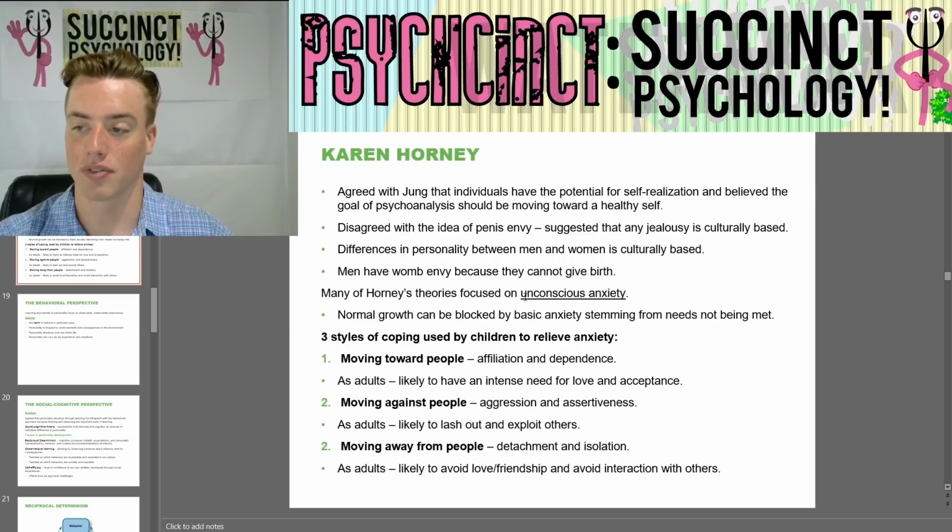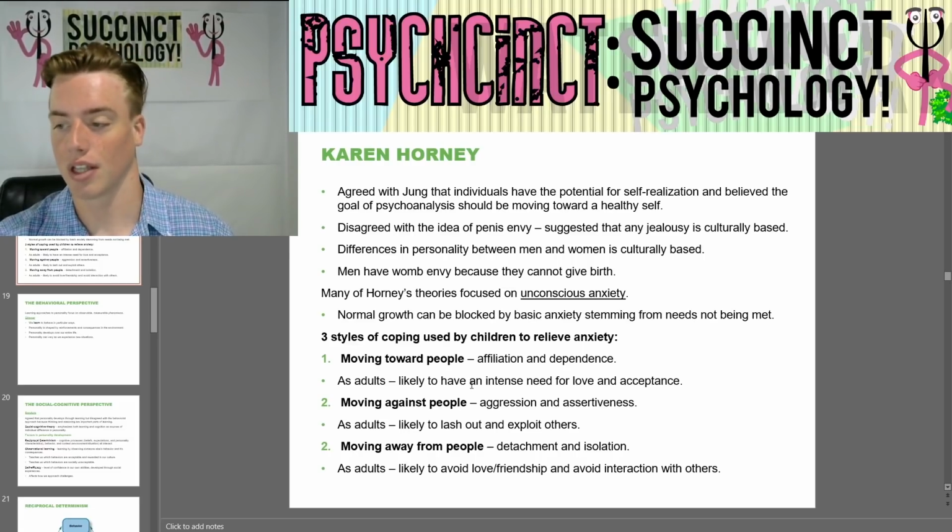Many of Horney's theories focused on unconscious anxiety. So normal growth can be blocked by basic anxiety stemming from needs not being met. So there are 3 styles of coping used by children to relieve anxiety. One is moving toward people. Means affiliation and dependence. As adults, likely to have an intense need for love and acceptance. So if you would move towards people when you were a child, when trying to relieve your anxiety, then as an adult, you probably have an intense need for love.